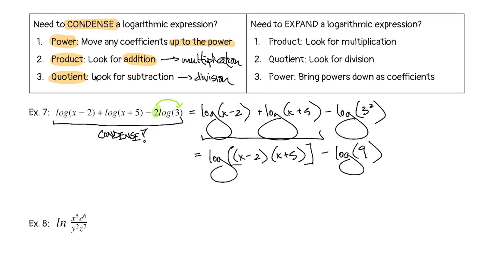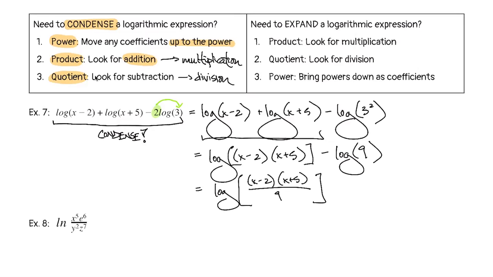And then I look for any subtraction. And if it's subtraction, that means the thing that's being subtracted needs to go in the denominator. So log of x minus 2 times x plus 5 over 9.